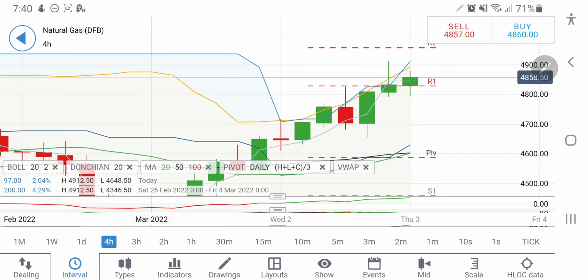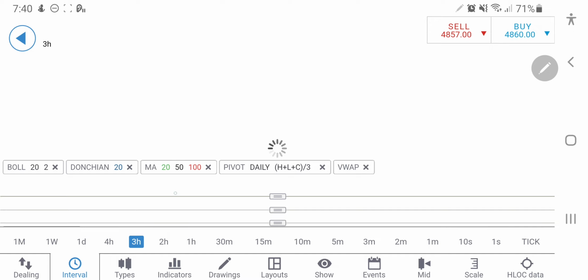My target should be at around 4.97 or 4.95 zone, and then it will fly towards 5.2, 5.02, 5.05 levels. These two levels can get achieved today. It appears on the 4-hour charts.